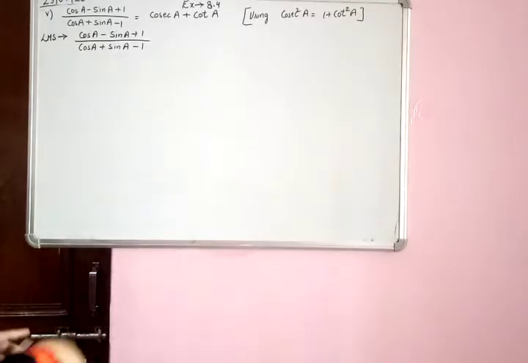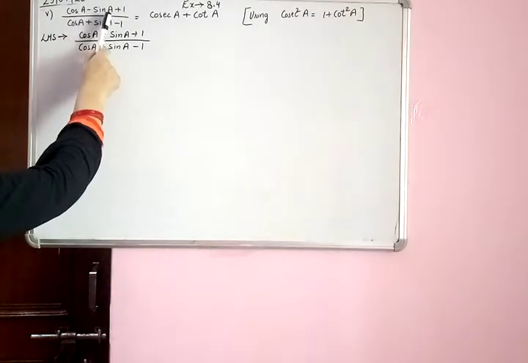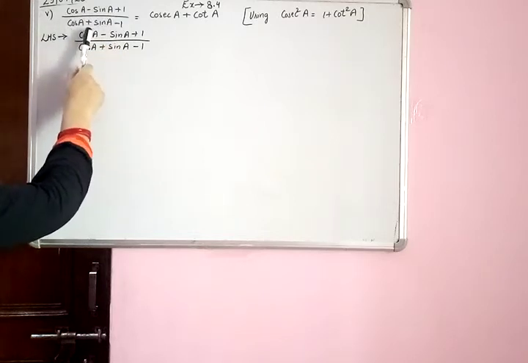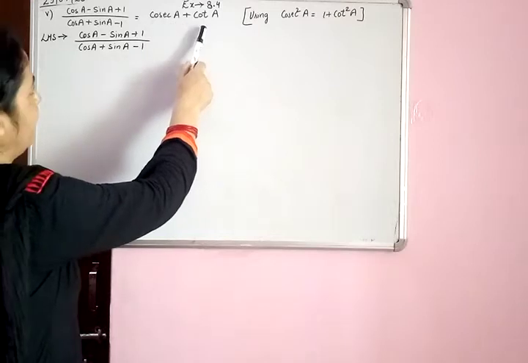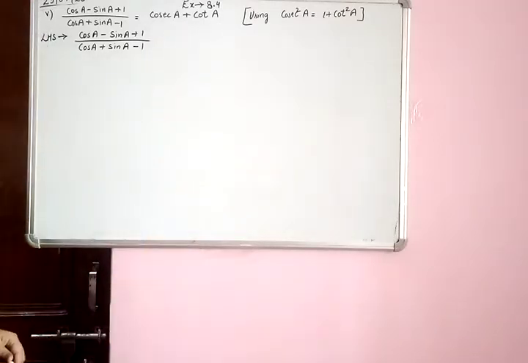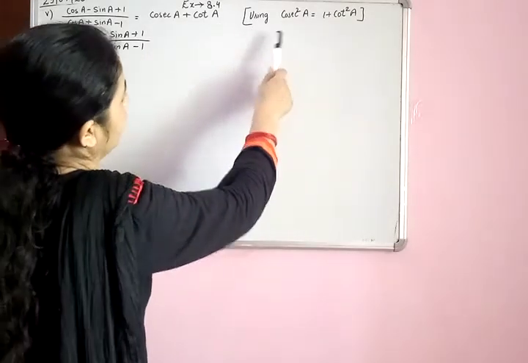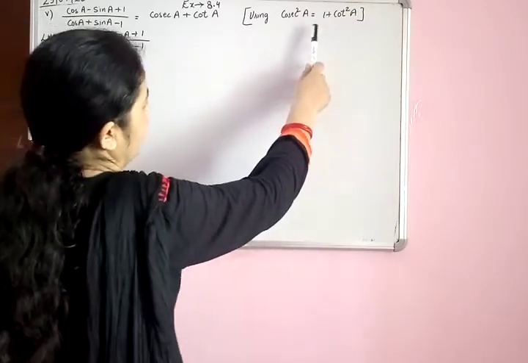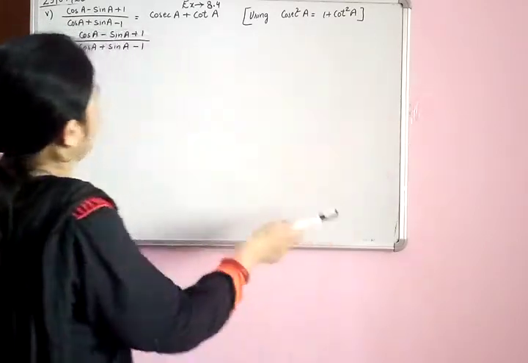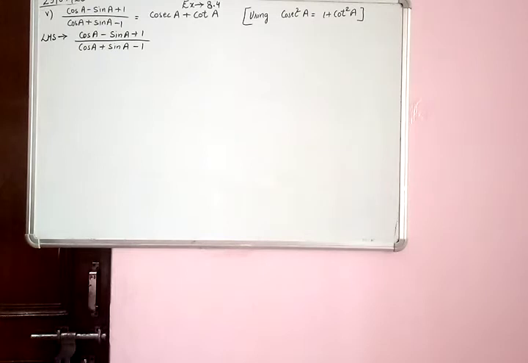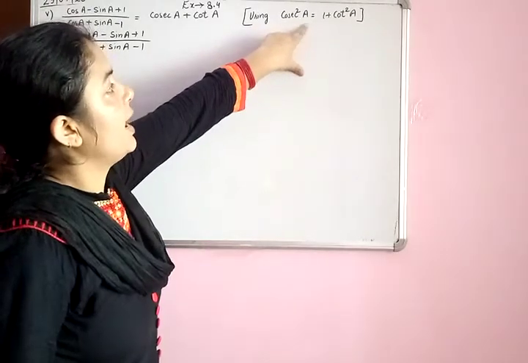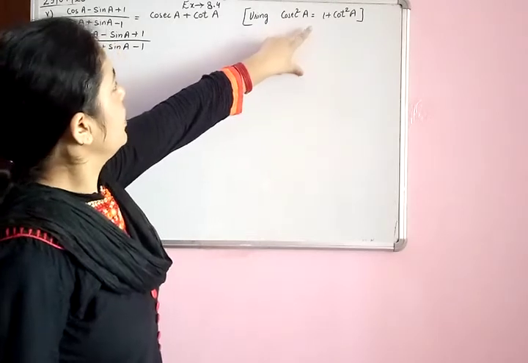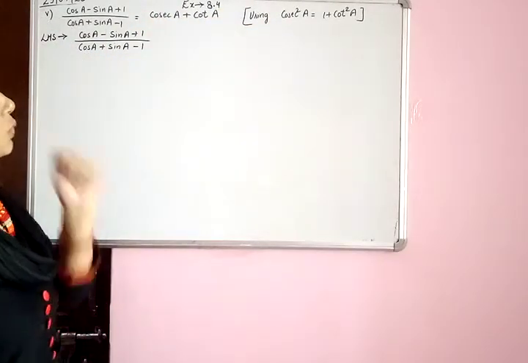Now the fifth part. Prove that (cos A minus sin A plus 1) upon (cos A plus sin A minus 1) is equal to cosec A plus cot A. In the question it is given that using the identity cosec square A is equal to 1 plus cot square A, you have to prove this identity. It means it is necessary to use this identity in the proof of this question.